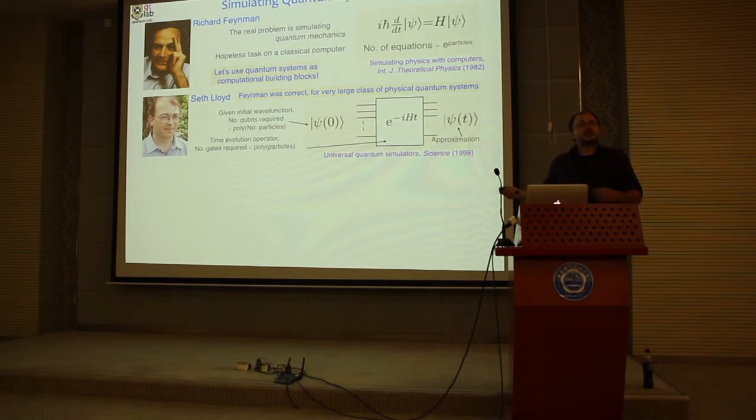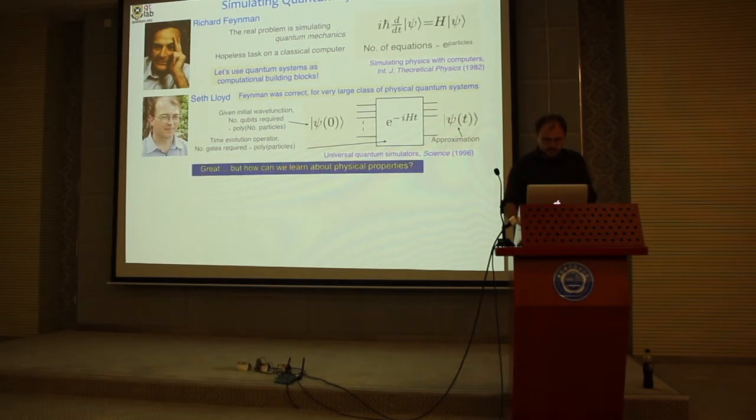And in that paper, he said, you can take, for any quantum problem, the initial wave function, digitize it into some number of qubits, send it through a coherent evolution, unitary evolution, and the output will contain, to arbitrarily good approximation, the answer that you're after, and it will be efficient. It will happen in polynomial time. So this was the proof that Feynman's intuition was correct.